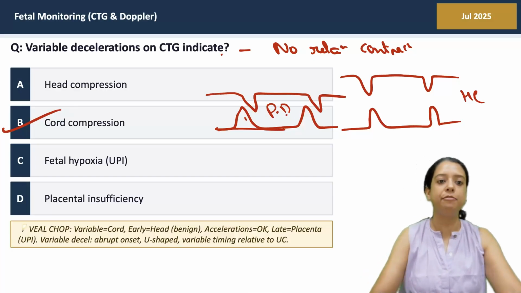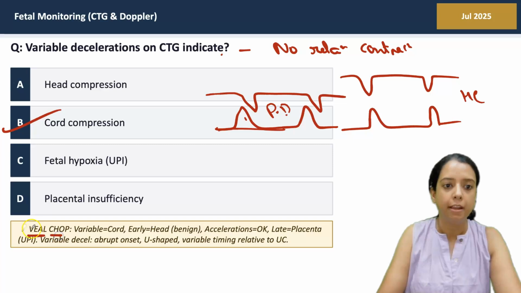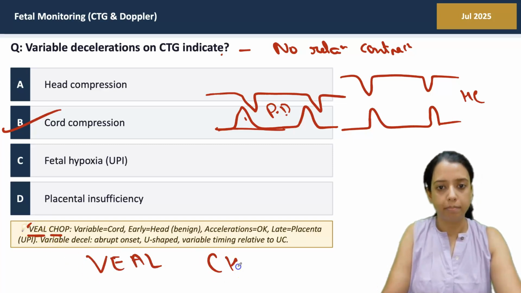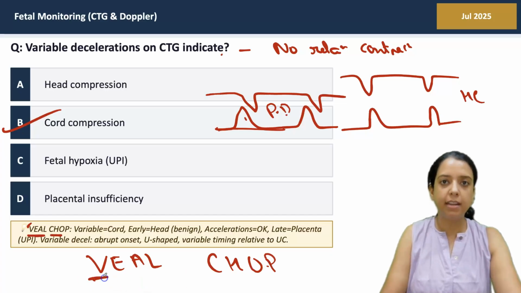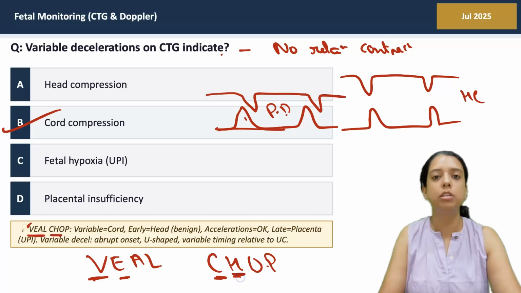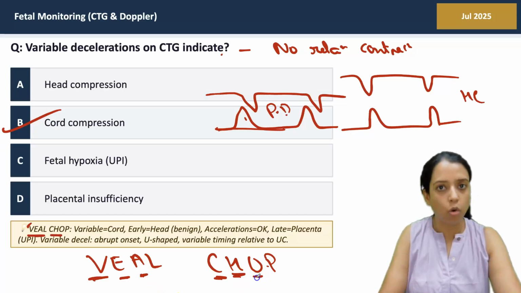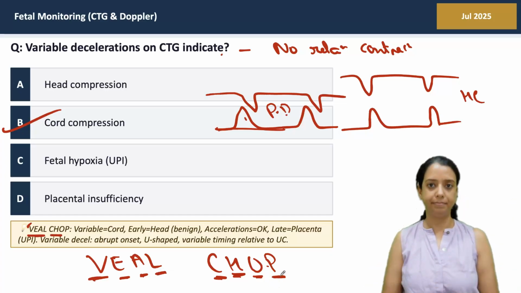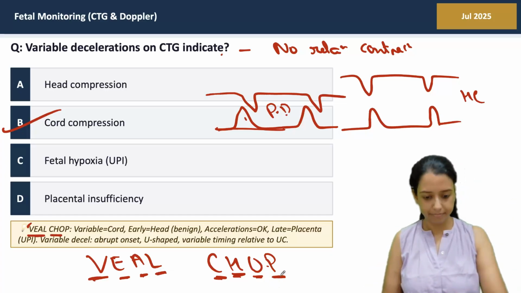You can remember by VEAL CHOP. Variable, cord compression. Early deceleration, head compression. Acceleration is okay. Late deceleration, placental insufficiency. Right?